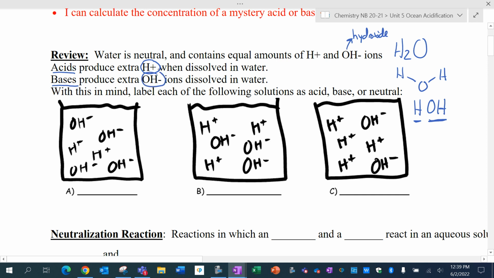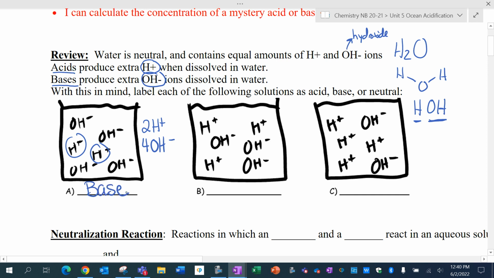So with that information, we can identify these solutions, figure out whether they're an acid, base, or neutral, just by counting the ions present. Looking over here on the left, you might notice that this solution contains 2 hydrogen ions, and it contains 4 hydroxide ions. So this solution has more hydroxide than hydrogen, so this solution is going to be a base.